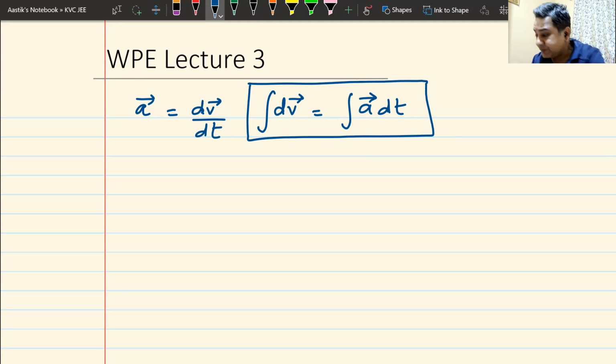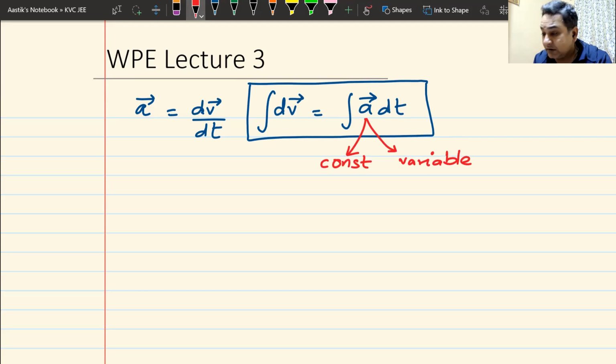When I say all cases, it is valid when the acceleration is constant. It is also valid when the acceleration is variable. I hope you remember this. This equation, the integral of a dt, which is the integral of dv, is valid whether the acceleration is constant or variable. It doesn't depend on that. Now, when I integrate it, mark my words, if the acceleration is constant, the result is different, and when the acceleration is variable, the results are completely different.